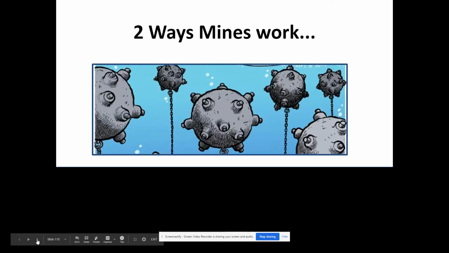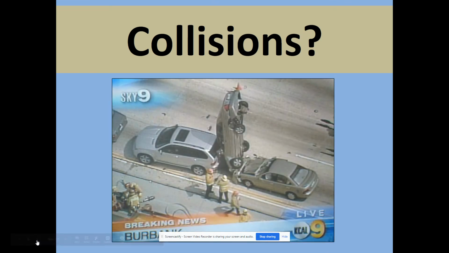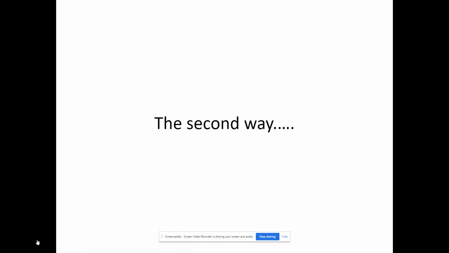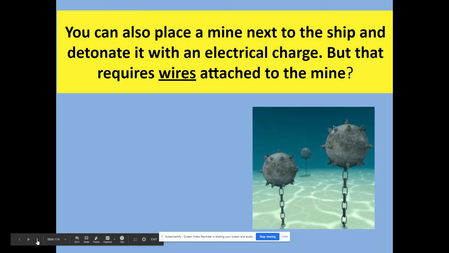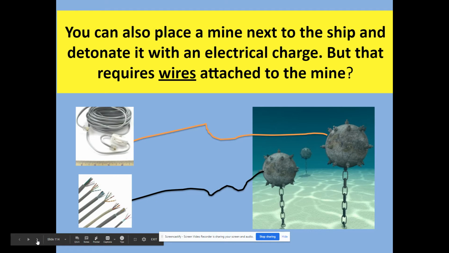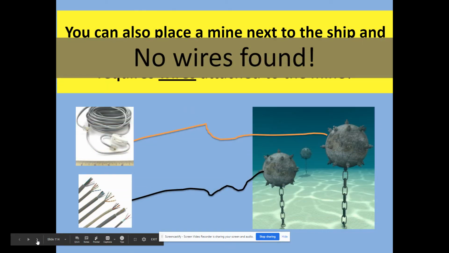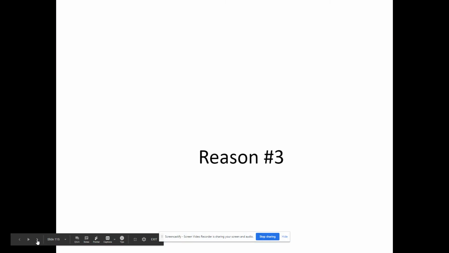Reason number 2, there's 2 ways mines work. Number 1, when a ship hits a mine, breaking its outside case. Now that could not have happened because the USS Maine was anchored. It was not going to be moving at all. So the second way that a mine could work is if somebody attaches wires to it and sends an electronic charge into it to cause it manually to explode. And the problem with this is that's a long wire that would have to happen for somebody to manually set these off. And no wires were found in the harbor, no bits of wires, which certainly would have floated up along the shore.